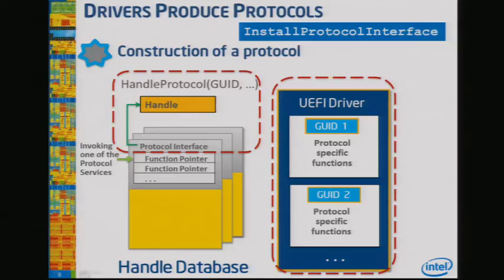So invoking one of these protocol services, you do a locate protocol. It finds the protocol that you need to look via the GUID, since you're always working from a GUID. It finds the GUID, or finds the protocol in the handle database, and then can go in and access that protocol that the driver established through the install interface.